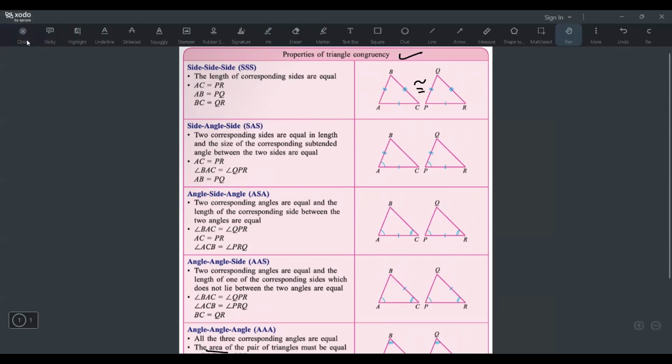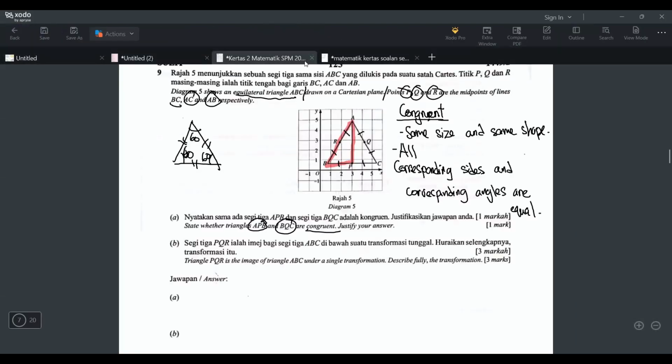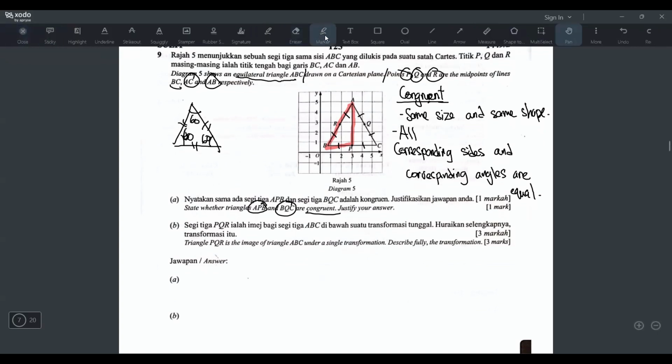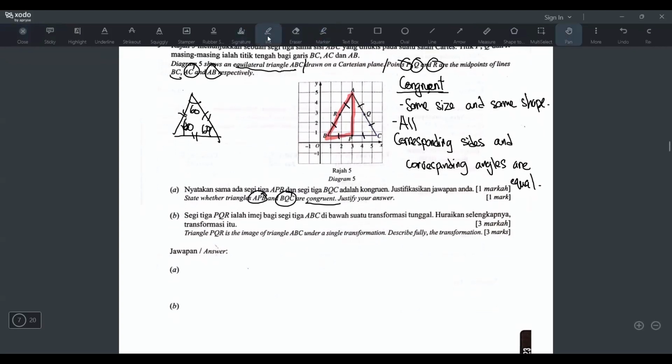So what we can do now to show that they are congruent is try to look at the side. Okay, try to look at the side. So this is a triangle. So what do we know for sure? What do we know for sure? Wait, why does it keep on disappearing? Okay, so what do we know for sure?